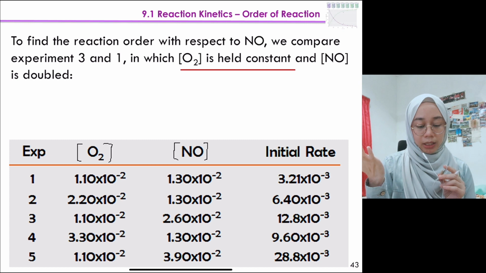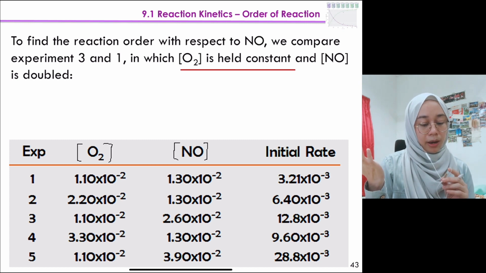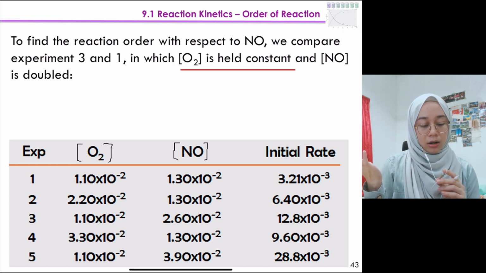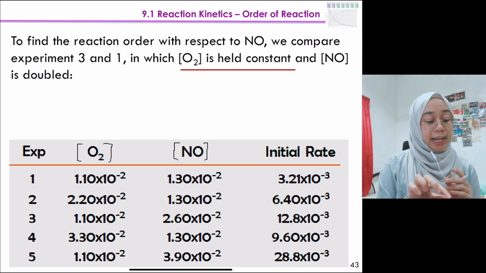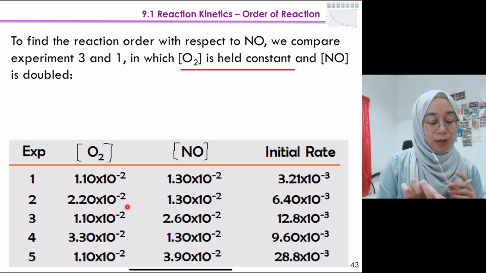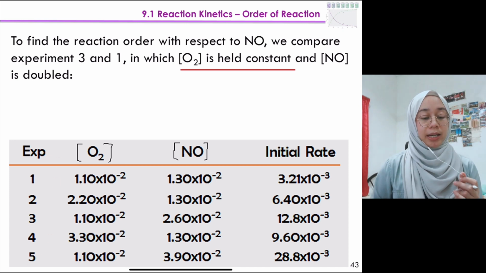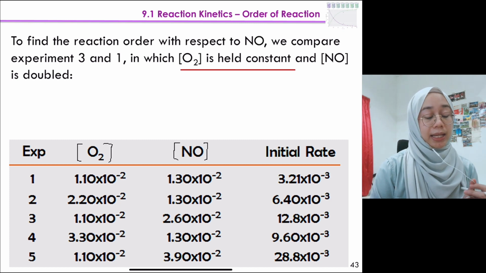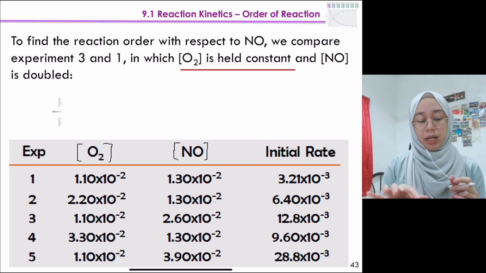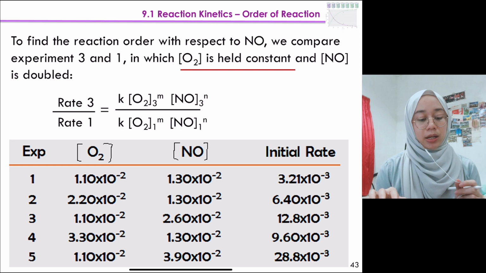Sebab 3 dengan 1 ni oksigen remain constant, yang ni berbeza. So ada option yang kita boleh buat adalah kalau kita compare 3 dengan 5, 3 dengan 5 pun boleh, ataupun 1 dengan 5. So that will be another 2 options for you. But in this case, Miss akan tunjuk if we compare 3 kepada 1. So in this case, rate 3 divide by the rate 1. So you will get this.